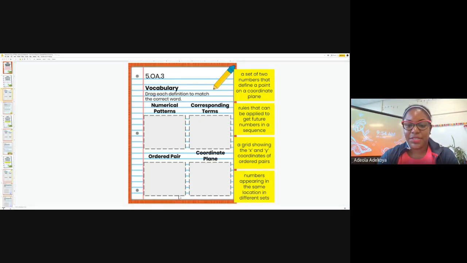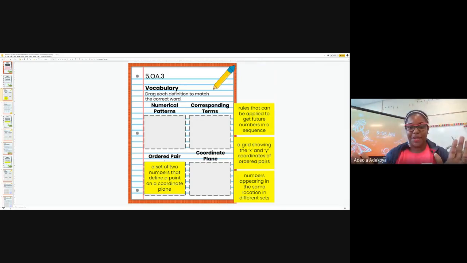So ordered pairs, I know that the ordered pair is also a point, is a set of numbers. I'm going to drag that right here and place it right here. So ordered pairs is a set of two numbers that define a point on a coordinate plane. And we know that the coordinate plane is that grid, looks like your graph paper, and it shows you the X coordinate and the Y coordinate as well. So I'm going to go ahead and drag that and place it here.